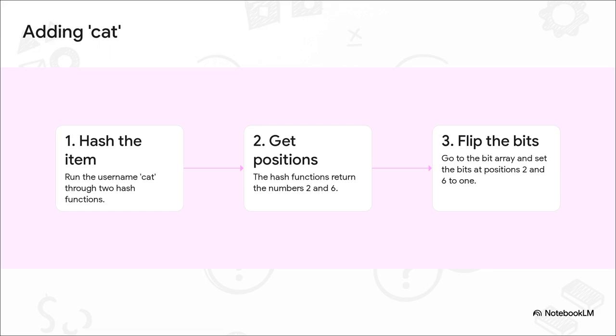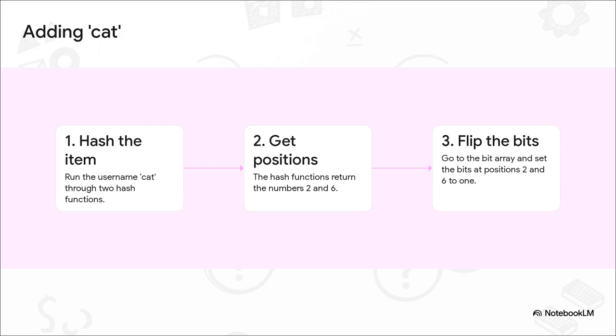Now, when we want to add an item, like the username cat, we run it through several different hash functions. For this example, let's just say we use 2. The first one spits out the number 2, and the second gives us 6. So we just go to our bit array and we flip the bits at positions 2 and 6 to 1. That's it, seriously.